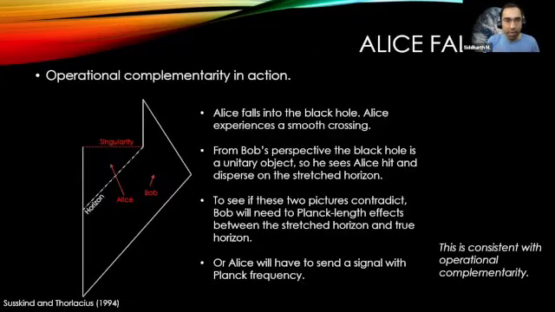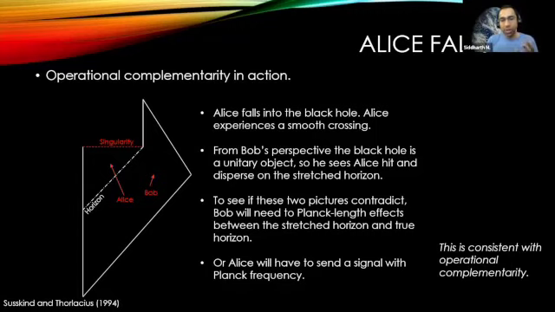Okay, so let's go back to complementarity. So let's see how operational complementarity works or what it's useful for. We have the following thought experiment. Bob is hovering outside the black hole. Alice is falling into the black hole. So we know from classical general relativity that Alice is going to experience a smooth crossing at the horizon. However, from Bob's perspective, what he's going to see is that Alice is going to hit the stretched horizon and then disperse on it. Because from his perspective, the black hole is a unitary object and the stretched horizon is this boundary around that.